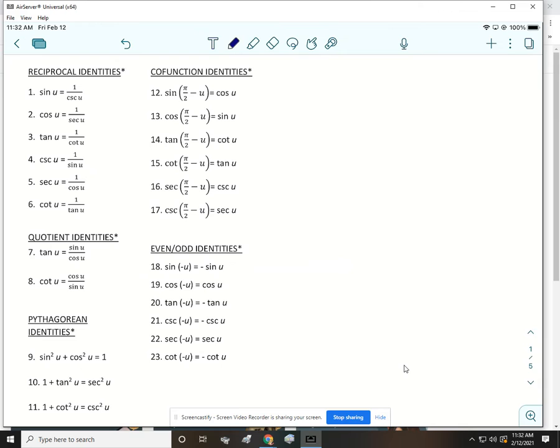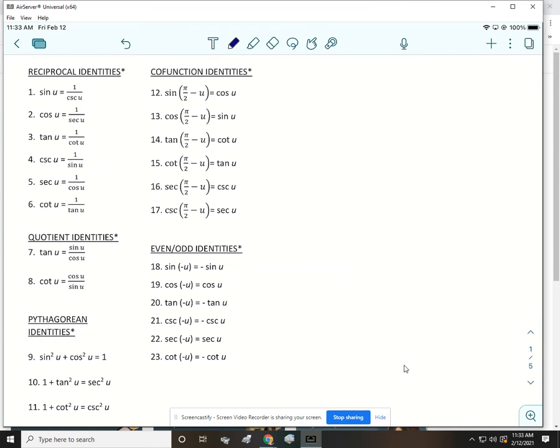On 10 and 11, they're basically the same thing, except this is 1 plus tangent squared, and this one is 1 plus cotangent squared. And then this one equals secant squared, and this one equals cosecant squared. So they're the same identity, just one doesn't have the co and the other does. So tangent, cotangent, secant, cosecant.